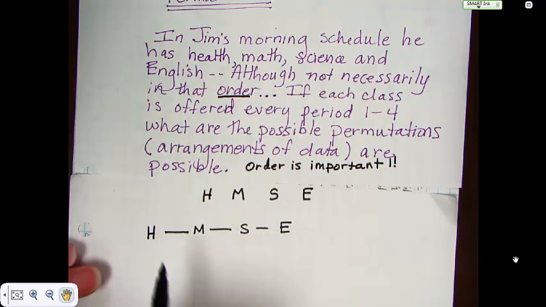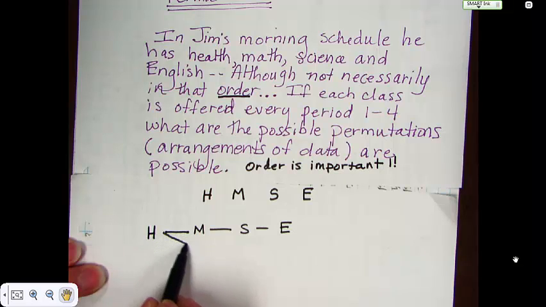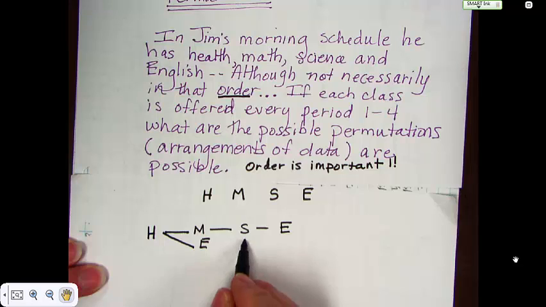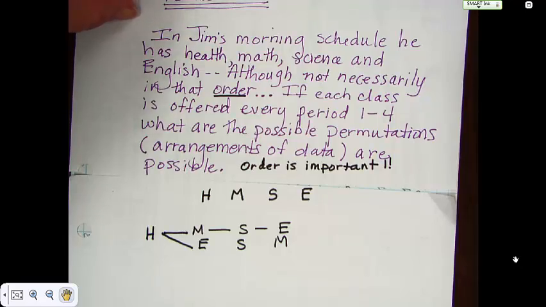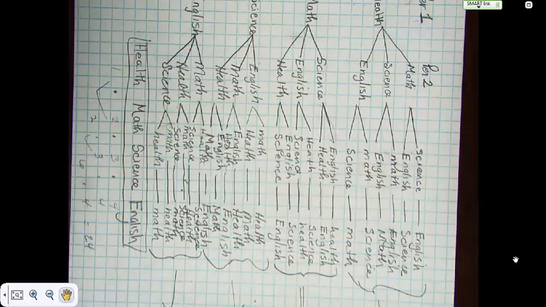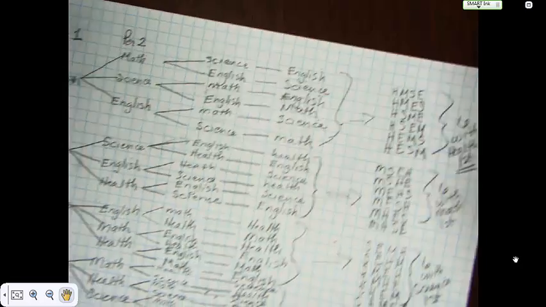But we could also start with health, and we could have English next, and then science, and then math, etc. We just keep going on and on. It gets kind of confusing after a while. So I'd like to show you a way to write this so that it's a little bit less confusing. And it's amazing how big it gets.